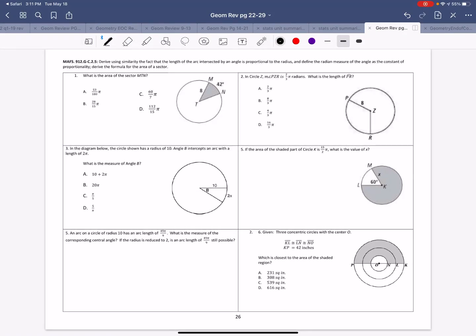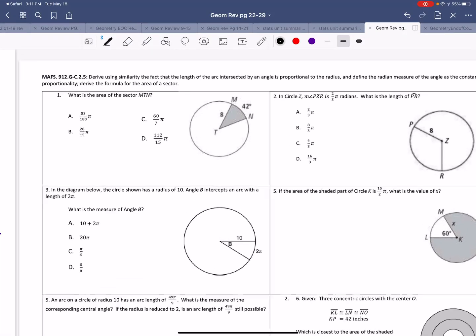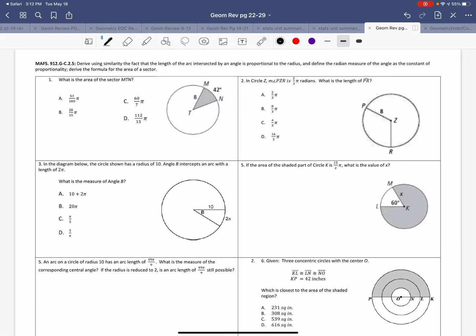Hey guys, we're going to do 26 and 27. So let's do it. It says derive using similarity the fact that the length of an arc intersected by an angle is proportional to the radius. Define the radian measure of an angle as a constant proportionality and derive the formula for the area of a sector. Okay, so there's a lot going on there.